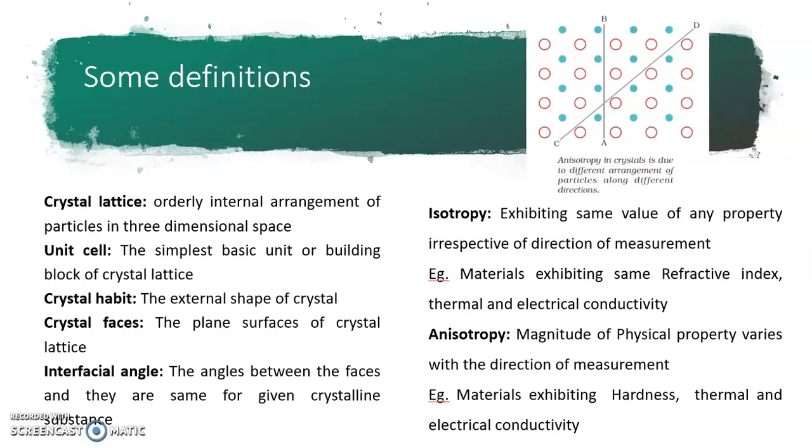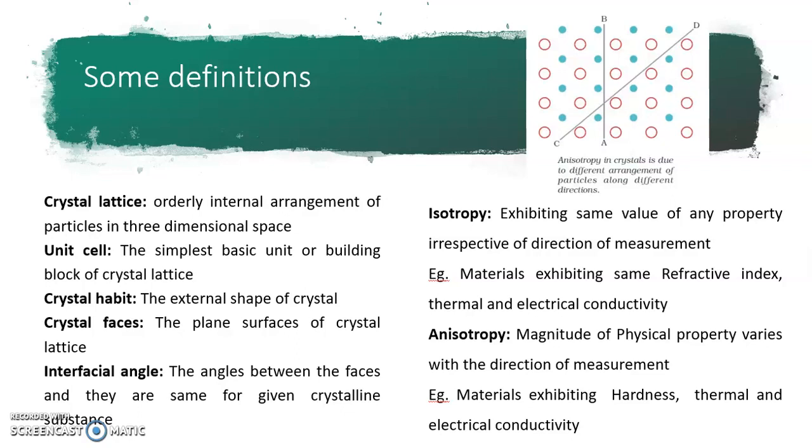Isotropy is exhibiting same value of any property irrespective of direction of measurement. The material is said to be isotropic if you measure certain physical property in different directions but it is giving you the same value. So for example, amorphous materials usually exhibit same refractive index, thermal and electrical conductivity. So they are isotropic in nature.